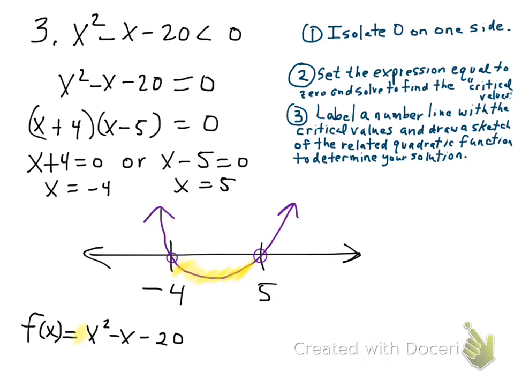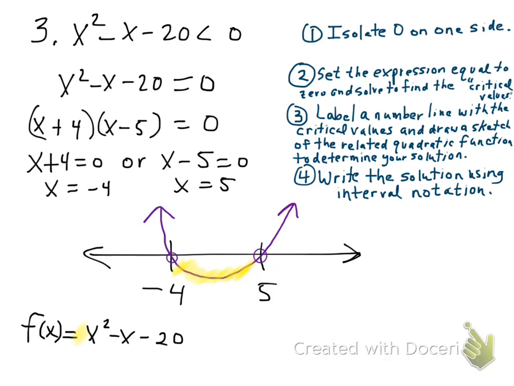So finally, we're ready to write our solution. So we're going to write the solution using interval notation. And so it would be the points or the values of x between negative 4 and 5. Notice I'm not including the endpoints because our inequality does not include the equal symbol. Alright, let's move on to the next example.